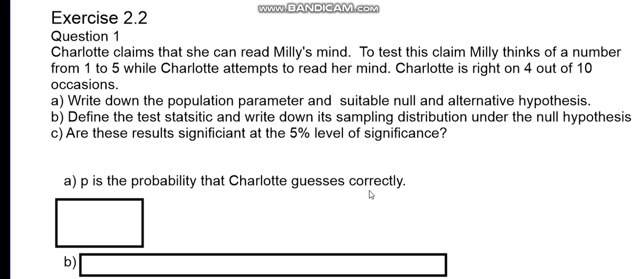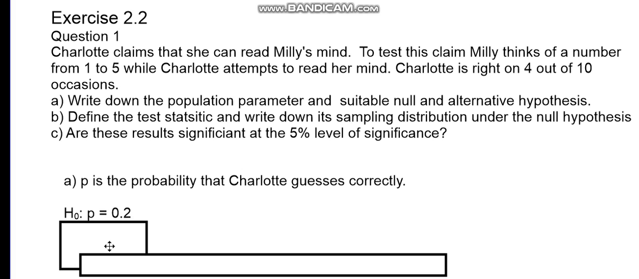Okay, and then the null hypothesis, what would we expect to happen? Well, there are 5 numbers, 1 to 5. We'd expect you could guess correctly 1 in 5 times, so a fifth or 0.2. So H0 is going to be 0.2. If Charlotte can read her mind, then we'd expect that proportion to be higher, so we're looking for P to be greater than 0.2. So there's your null and alternative.